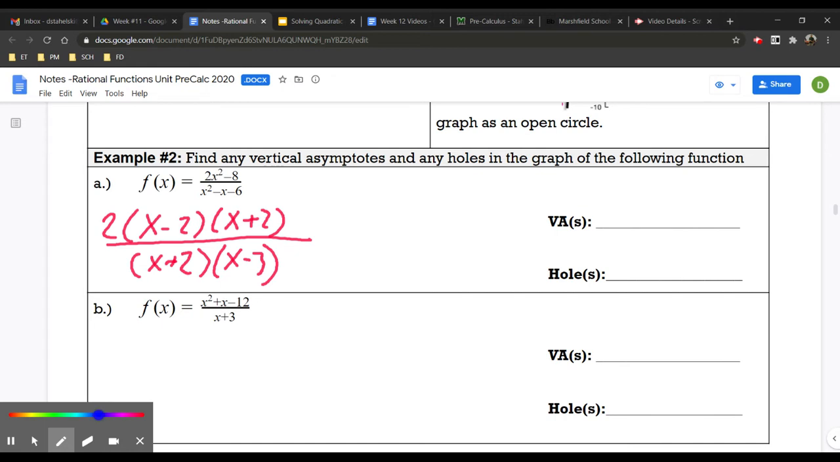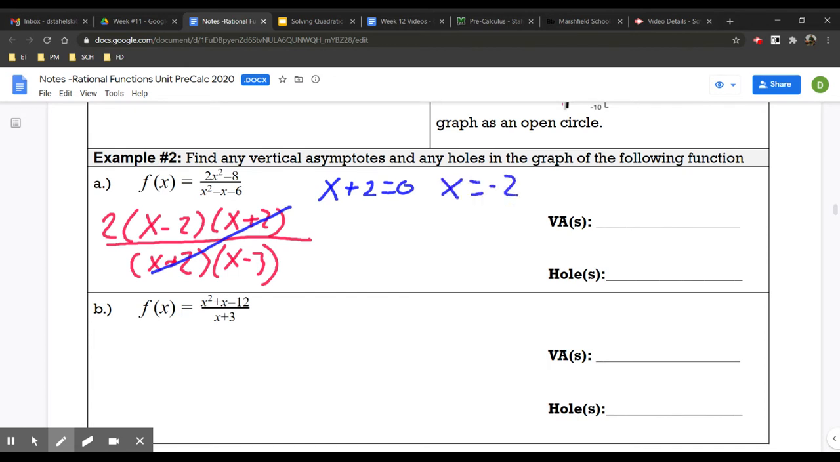To find that, we need to start the process of simplifying. So we're going to cross out this x plus 2. However, we're going to set that x plus 2 equal to 0. So we end up with x equals -2. That is the x value of your hole. Your vertical asymptotes are found by setting anything in the denominator equal to 0 after simplifying, as in anything that's not crossed out. So your vertical asymptote is x equals 3.